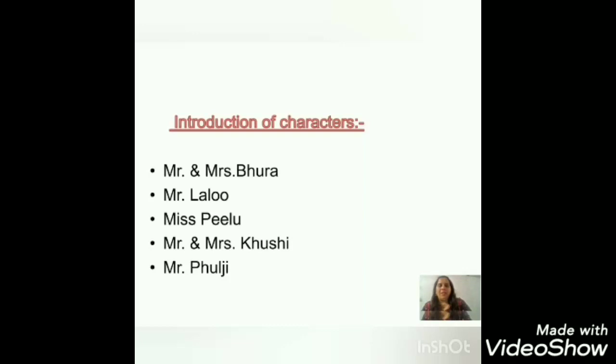Now children, let's have a quick look at the introduction of the characters in this lesson. Mr. and Mrs. Bura, Mr. Lallu, Miss Pillu, Mr. and Mrs. Khushi, and Mr. Fulji.